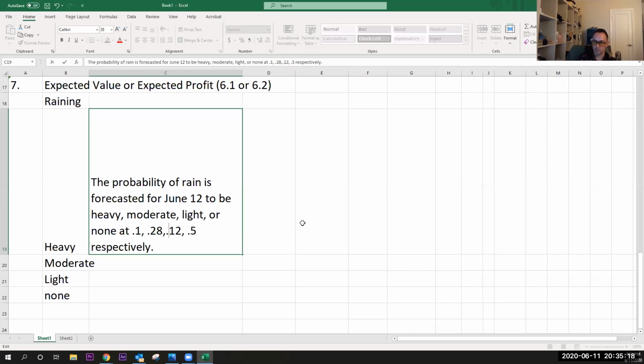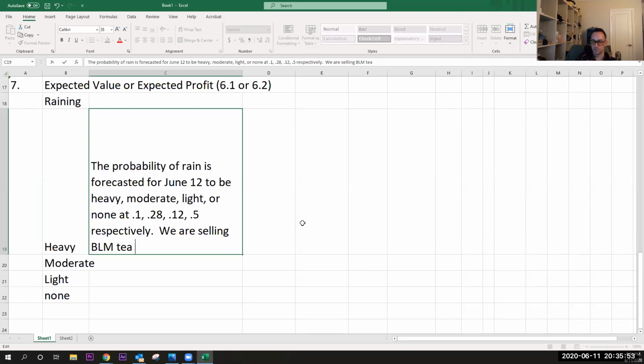Are there only 4 cases? I think so. So there should be 4 probabilities, right? So we know the probability that it's going to rain tomorrow, right? Tomorrow's the 12th. So we know we have a 50% chance that it does not rain, none. The question is, now what's the question? We are selling, what are we selling? Drugs? No, I'm just kidding. We're selling Black Lives Matter t-shirts.